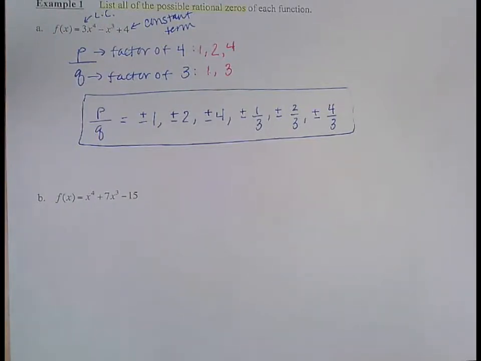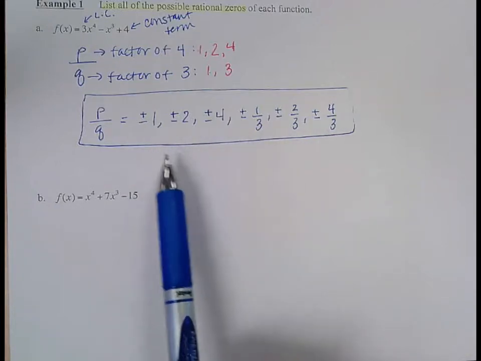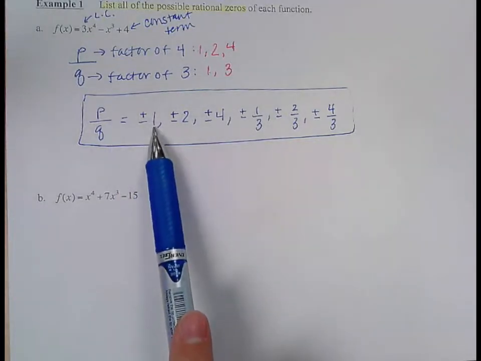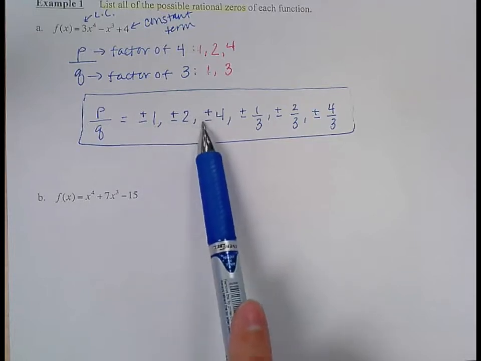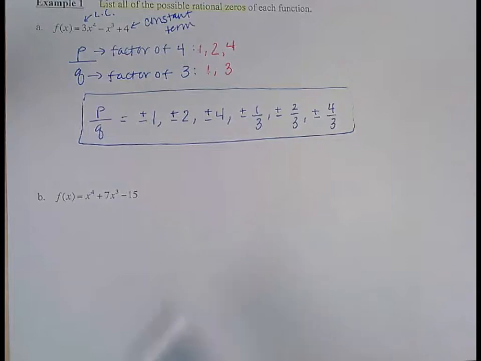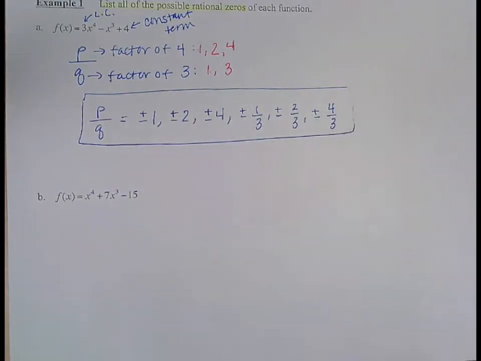Now, how we're going to use this, and we are going to do this today, how we're going to use this on the example on the back is these are the only numbers when you're making tables that you should choose from to try and plug in. So if I were plugging in numbers to try to find a 0, if I started with +1 and then +2, I should not plug in +3 because this list already tells me it's not going to work. So that's how this is going to be helpful to us. We'll use that on the back.